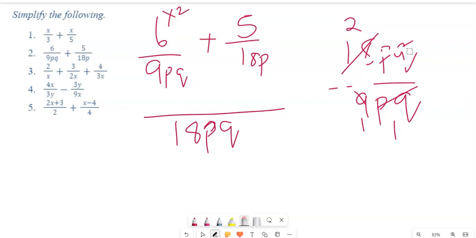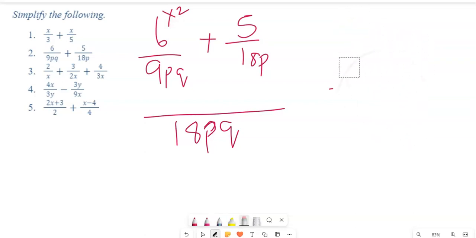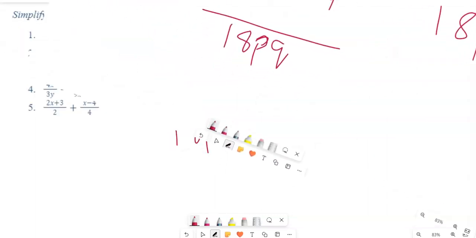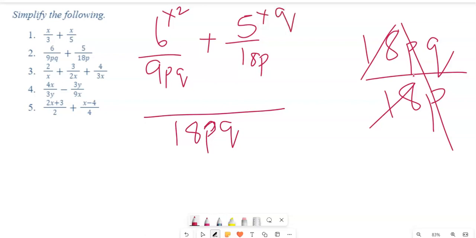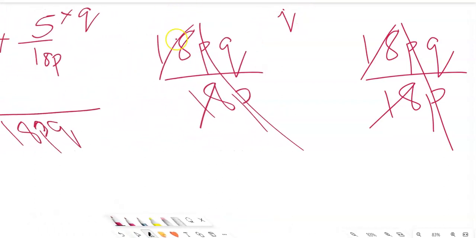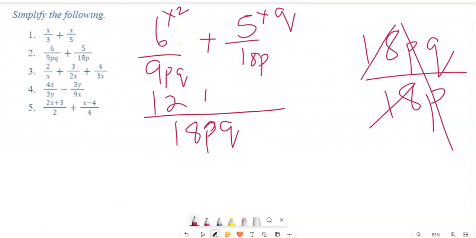Then we divide the LCM again by the next denominator. So 18PQ divided by 18P. 18 cancels 18, P cancels P. What do we have left? Q. So we're multiplying this numerator by Q. 6 times 2, that's 12. 5 times Q, that's 5Q.